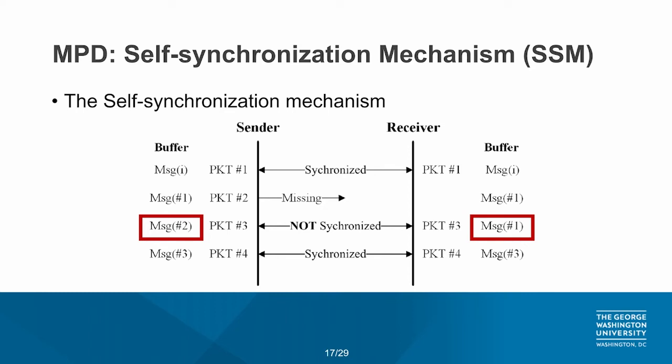However, this error will only be propagated for one cycle. After that, both sides will store packet 3 into their buffer. So for packet 4, it will be synchronized again.